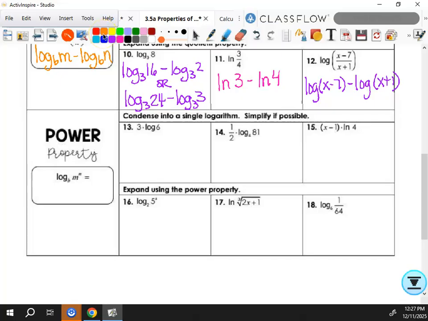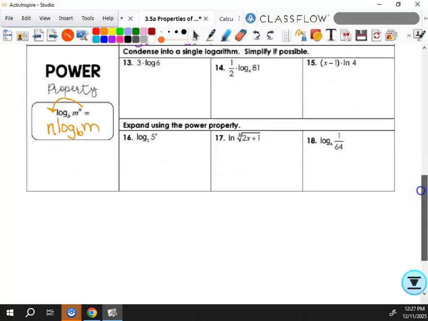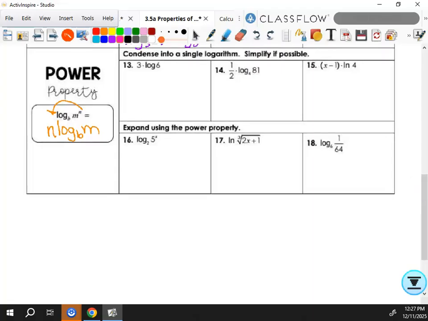So now we've got the power property. Sorry if I'm going too fast. This exponent gets to come out front. So this becomes n times log base b of m. So we're going to condense, which means we take what's out in front and it becomes the exponent. So this becomes log of 6 to the third power.